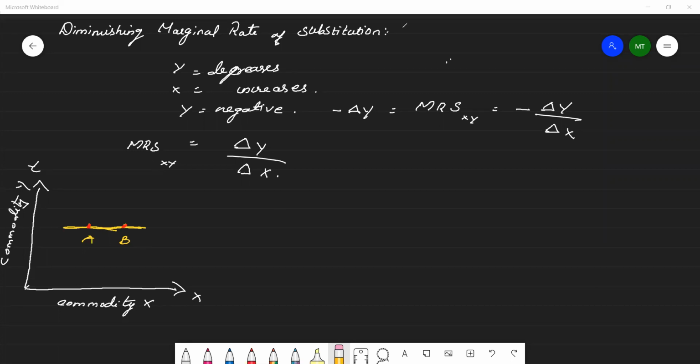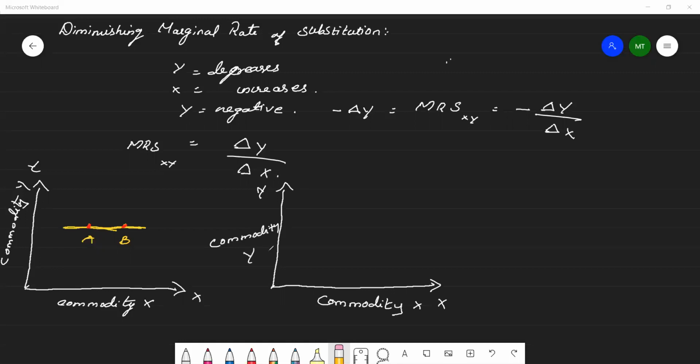Next diagram: the X axis and Y axis, commodity X and commodity Y. The curve is a straight line, with points A and B on the straight line.